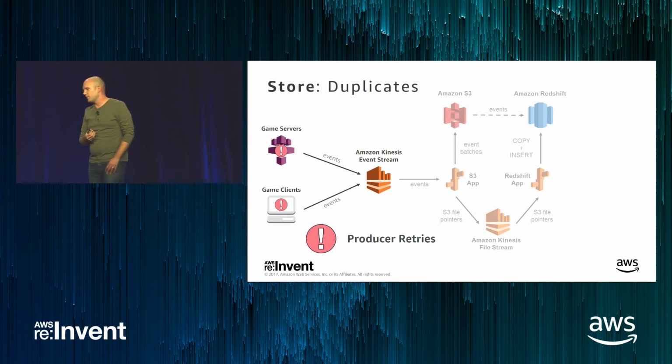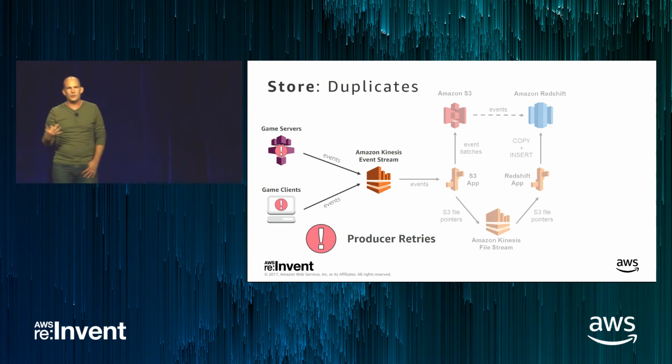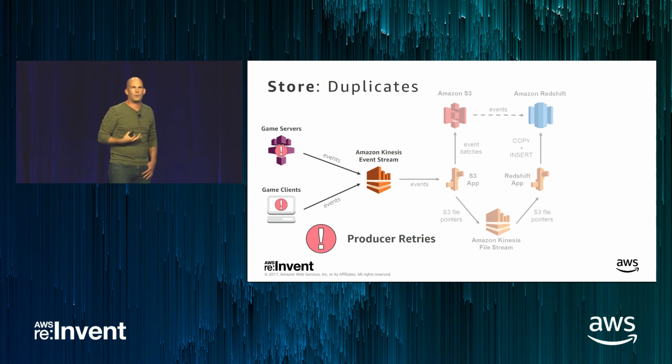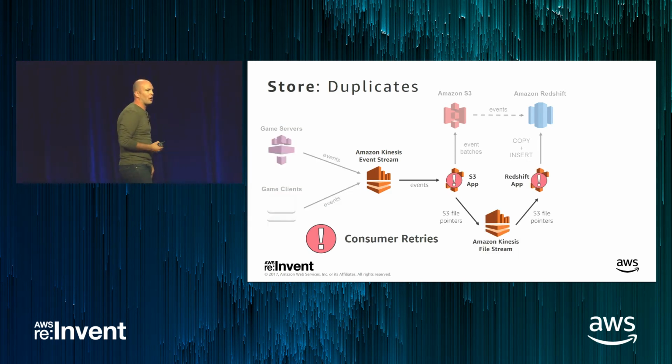These tend to be pretty low in volume in my experience, but they're pretty regular. Like, networks are flaky. What can you do? It happens periodically. The more insidious version of this is sort of the other end of the problem. This is what I call consumer retries. These are much more rare, but potentially much more impactful.